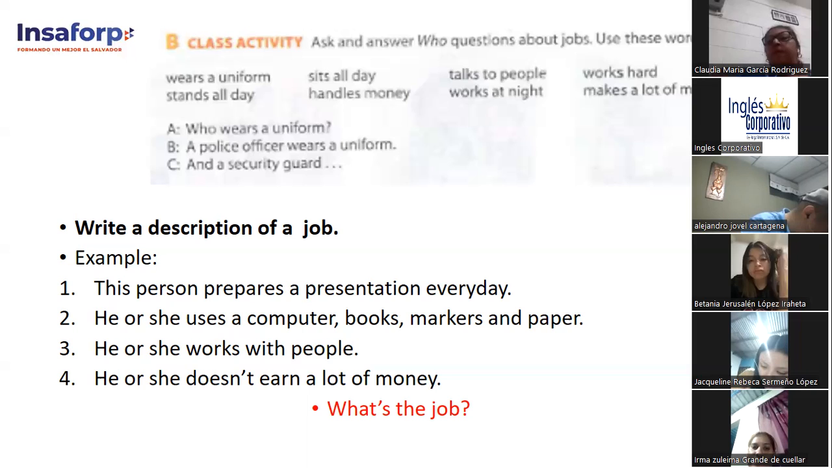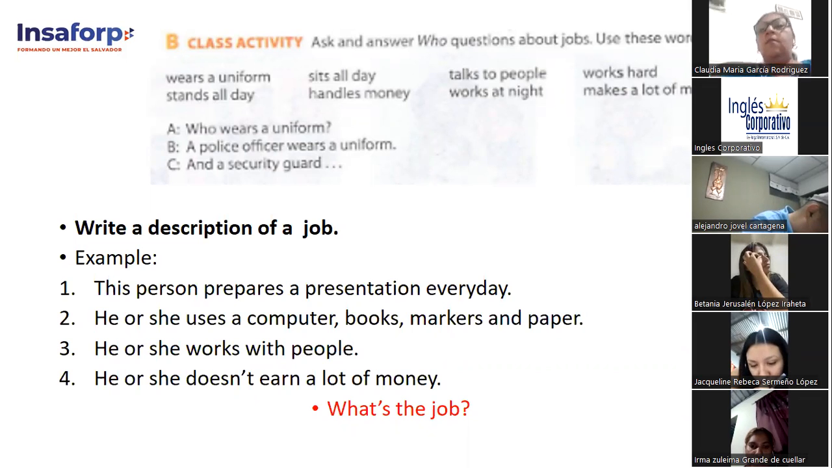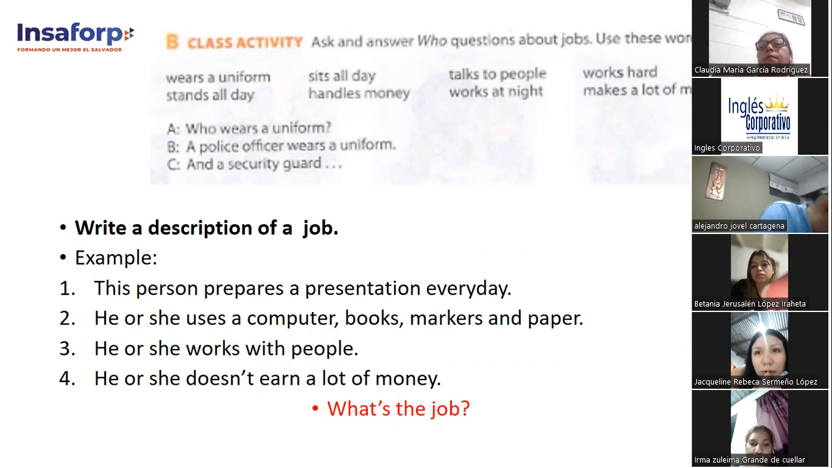A last participation. Well, Christopher says, this person works hard. He or she uses the math all day. He or she does fix things, and this person uses Excel a lot. Who's that? What's the job? An engineer? Yes. Excellent. Good. Wow, good guess.